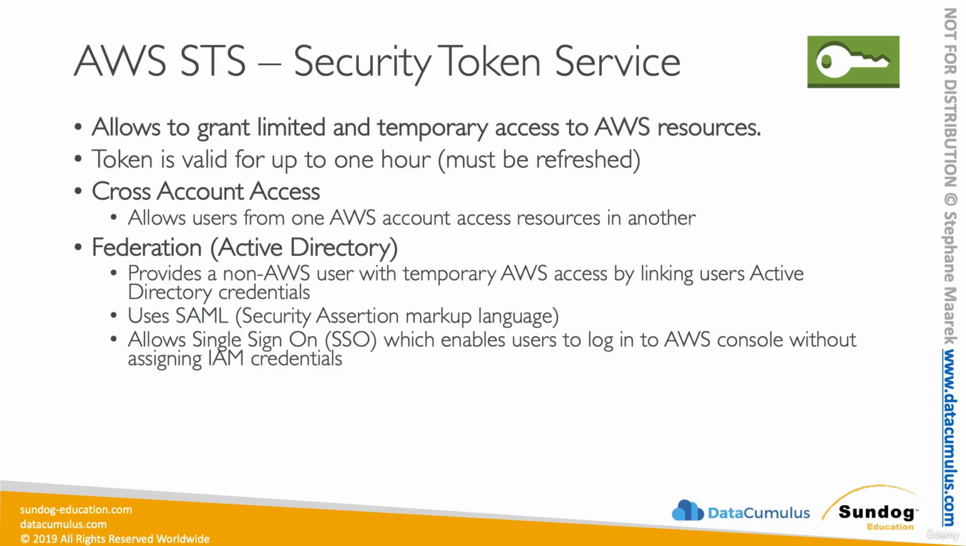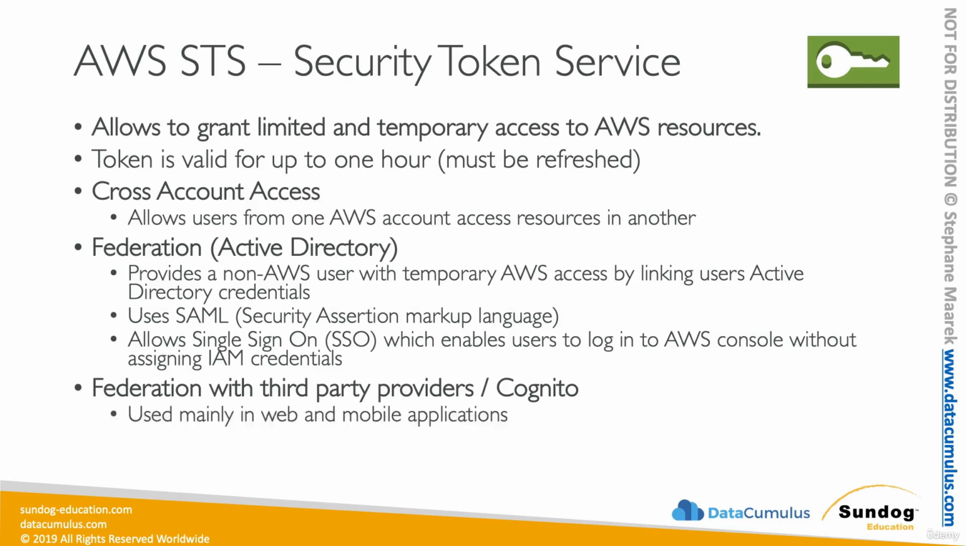So STS is used by many other things. Anytime you have a security code token that's temporary, STS is in play. We can also use STS for federation with third-party providers, such as Cognito, and we'll see all this federation stuff in the next lecture, don't worry. And it's used mainly for web and mobile applications when you have Cognito in play. And it makes use of Facebook, Google, Amazon login to federate all these logins together. So STS, just remember, overall, it allows you to get temporary access to AWS resources, and it's used for cross-account access. For the federation stuff, next lecture.